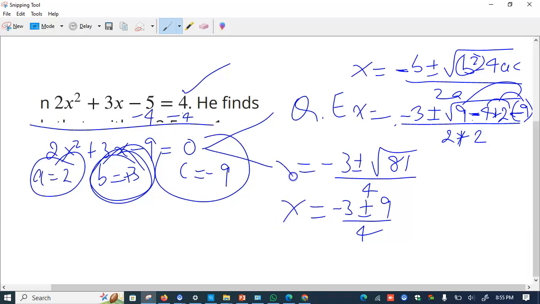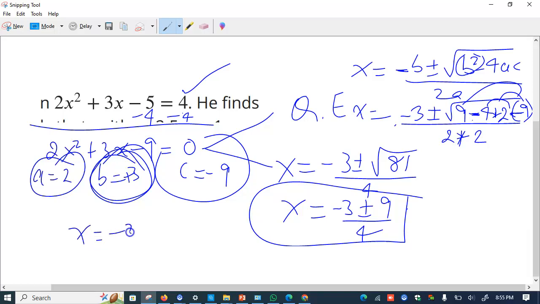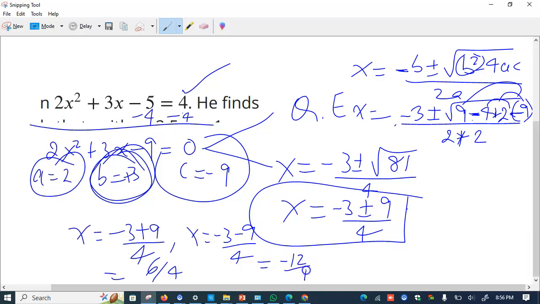So this is x equals, so from here we can write two answers: minus 3 plus 9 divided by 4, and the other one is minus 3 minus 9 divided by 4. You work this out, this becomes 6 by 4, and this becomes minus 12 by 4, which is minus 3. That's the first answer. And you can reduce this to 3 over 2. And this is how you can do it.